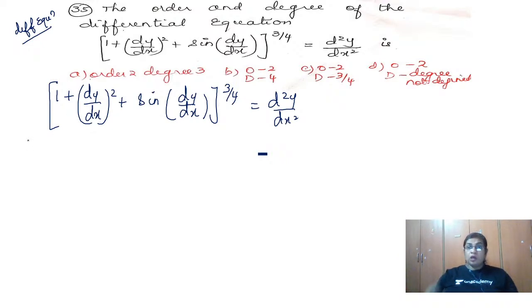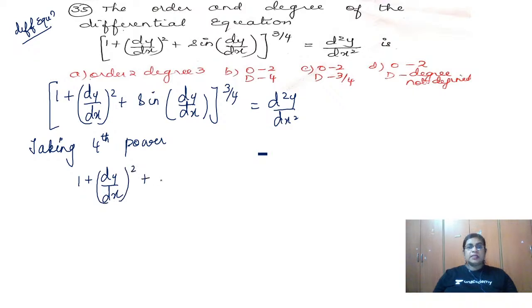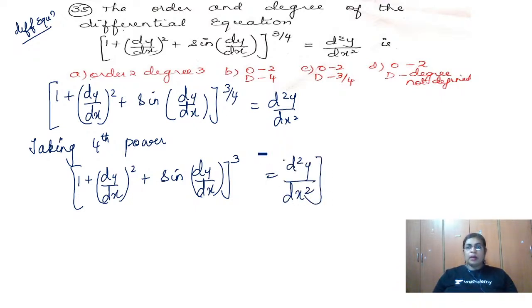Always remember, before finding order and degree, if you find a fraction power, you have to make that power an integer, a number. You can't have the power as a rational number. So taking the 4th power, what will happen? 1 plus (dy by dx) the whole squared plus sine of (dy by dx), whole power 3 it becomes, because power 1 by 4 and 4 will get cancelled. Instead, here it will become (d square y by dx square) whole power 4.